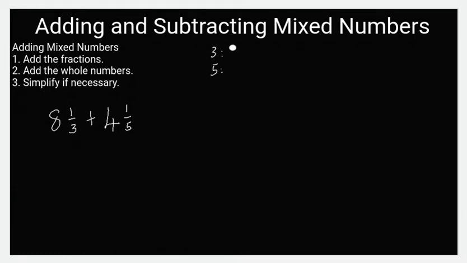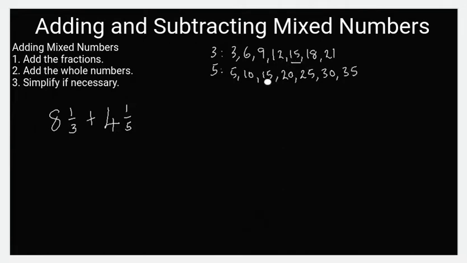So what are the multiples of 3? We have 3, 6, 9, 12, 15, 18, 21. Okay, that's the first 7 multiples of 3. Now let's try the first 7 multiples of 5. We have 5, 10, 15, 20, 25, 30, 35. Okay, and we can find one common multiple, that's 15, and it's the least because we always write our multiples in ascending order. So we have to change the denominators here to 15.